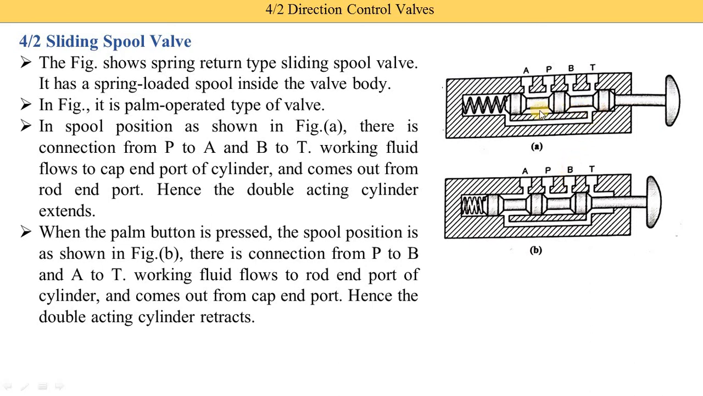So the cylinder starts to retract, and when the cylinder starts to retract, oil present on the cap end side is supplied to the A port. From this A port the oil passes through this passage and is then supplied to the T port, and from the T port oil is supplied to the tank or reservoir. So working fluid flows to the rod end port of the cylinder and comes out from the cap end port, hence the double acting cylinder retracts.